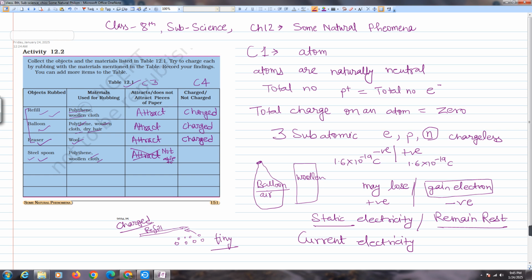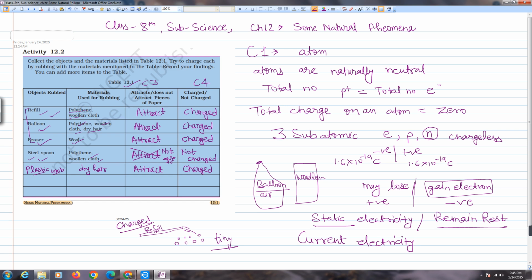So whether the steel spoon is charged or uncharged, we will write here uncharged, and here we can write not charged. Now a few empty spaces are given to us. So here we can write, first is plastic comb. Again we can check the material. Plastic comb means what? Insulator. So if we are rubbing it with our dry hair, the plastic comb will be able to attract tiny pieces of paper, and when it is able to attract tiny pieces of paper, it is charged.